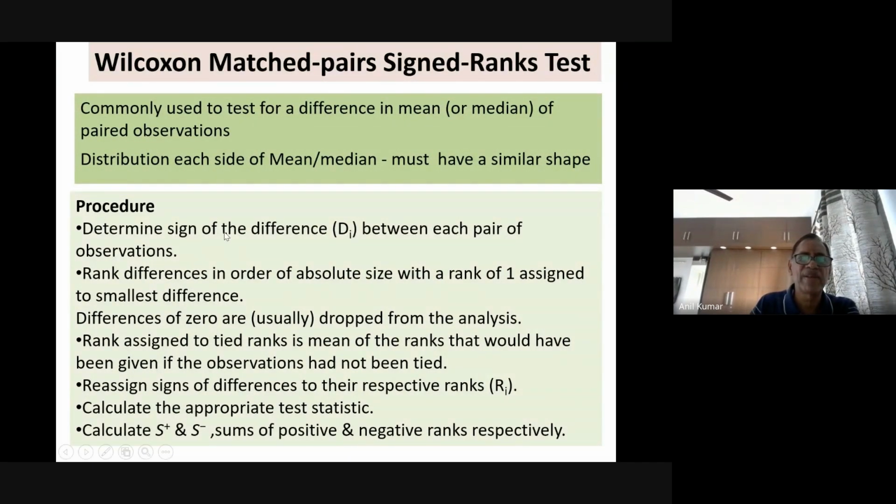The Wilcoxon matched pair sign test is used to test for a difference in mean or median of paired observations. There are two types of observations, two types of data: paired and unpaired. Paired means observations or data taken from the same group. When unpaired, they are different groups. So these are all ways of calculating that particular test.